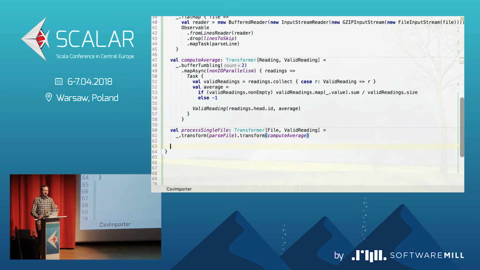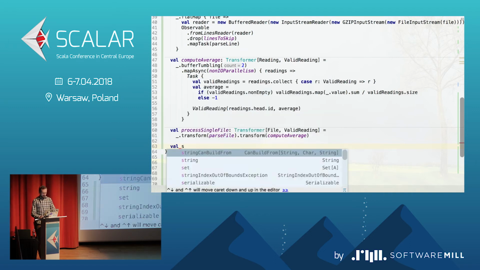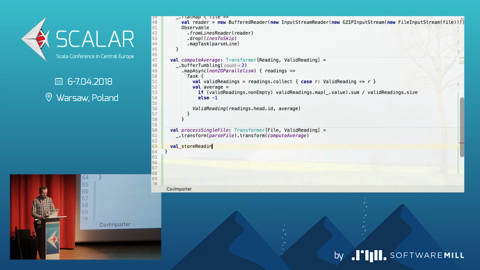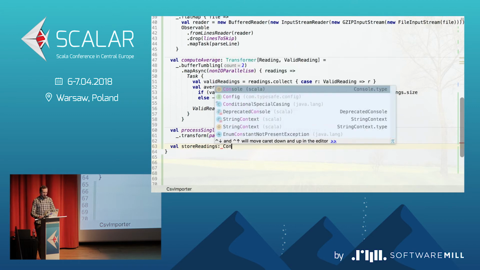So up to now, we have defined the intermediate processing stages of our pipeline. What we need for it to be complete is the source observable and the consumer. So we'll start from the end. We'll start by implementing the consumer. It's going to be called store readings. And now it's not a transformer anymore because this is the endpoint of the pipeline. So its type is a consumer.